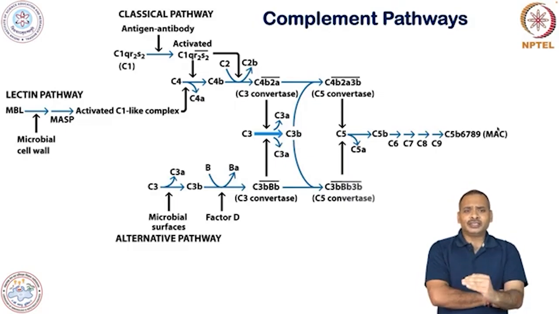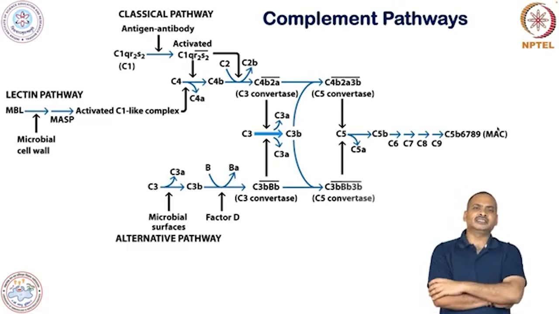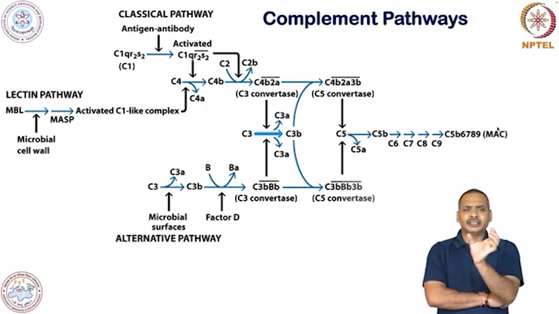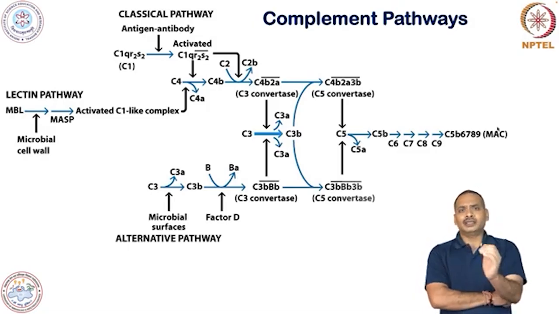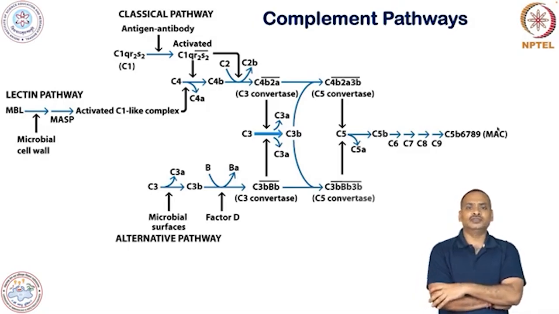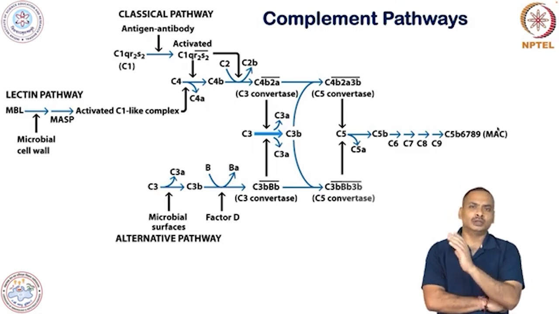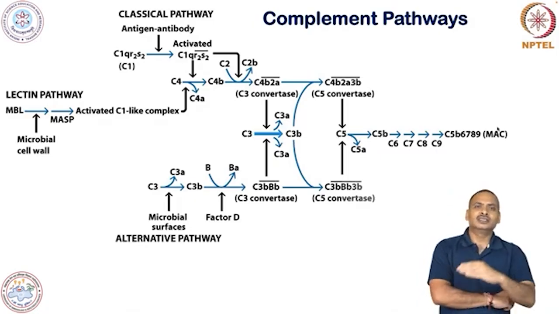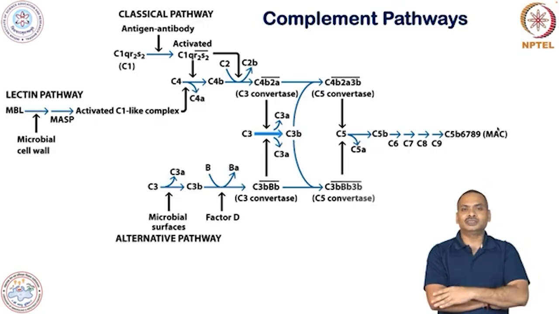Here you can notice that the C3 convertase in the classical pathway is composed of a different protein complex. In the classical pathway it consists of C4b2a. The C5 convertase is also different. This is C4b2a3b. So this is one of the major differences. Please remember that the C3 convertase in the classical pathway is different from that in the alternative pathway.